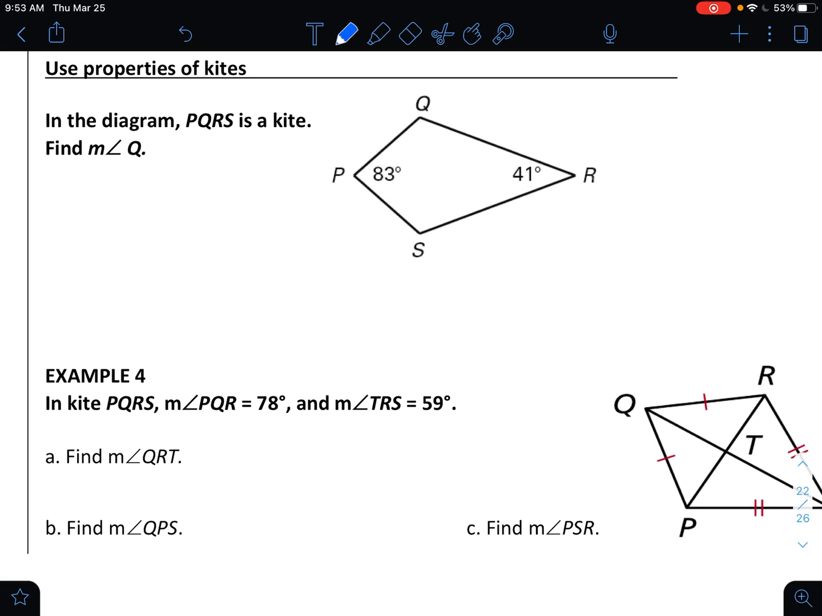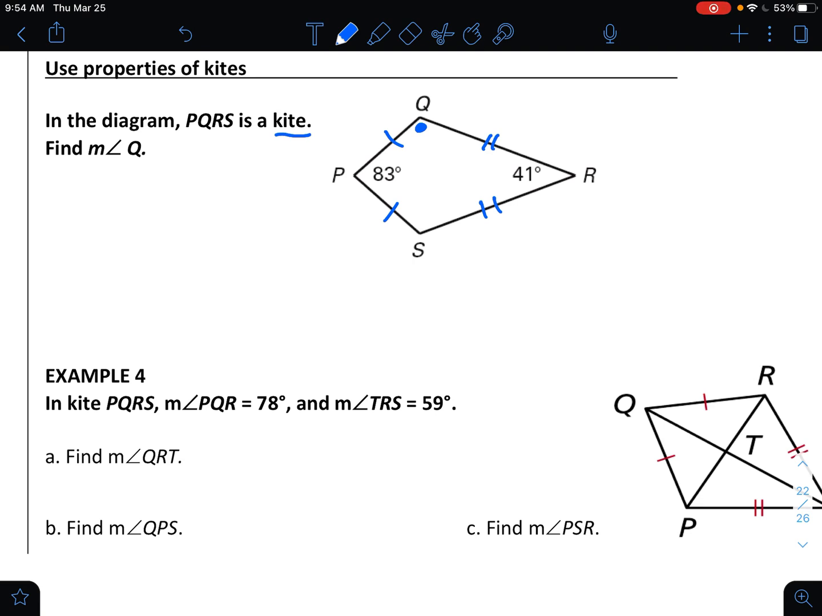Okay, if you want to pause the video and try these on your own, go right ahead. I'm just going to keep explaining through the last few examples. All right, in the diagram, PQRS is a kite. So I'd like to just go like this for my benefit. Just mark the basic definition. Find the measure of angle Q.